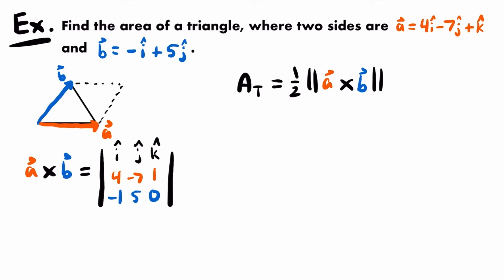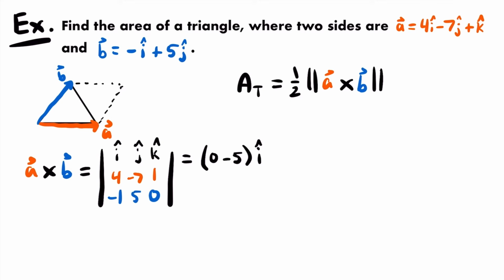We'll start by looking at vector i. We're going to cross out the row and the column that it's located in, and then use the remaining 4 values to calculate a 2 by 2 determinant. We'll multiply -7 times 0 and subtract 1 times 5. Now -7 times 0 is 0, and 1 times 5 is 5, so this will be equal to 0 minus 5, and then we're multiplying by i, the vector that we crossed out the row and the column of to get that 2 by 2 matrix.